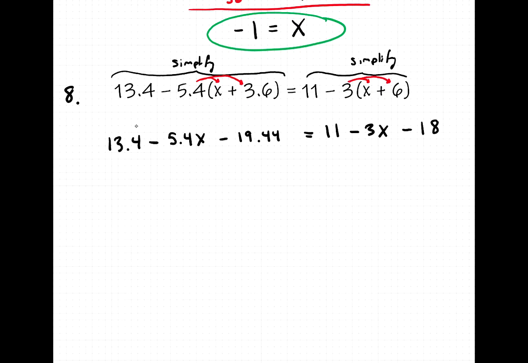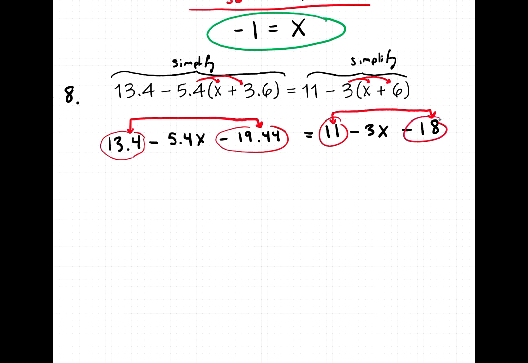All right, now we could combine some like terms. We've got two numbers on the left, and we have two numbers on the right. So the positive 13.4, the negative 19.44, we could combine those two. And then we have this positive 11 and this negative 18. We could combine those two. So again, calculator, 13.4 minus 19.44. That will give us, according to the calculator, a negative 6.04.